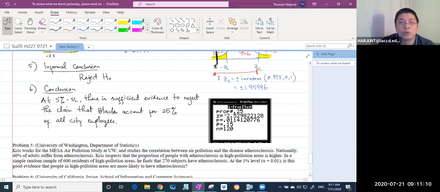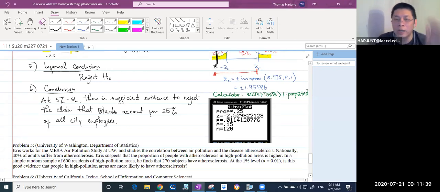Yeah, we will use the calculator. We'll use STAT, TEST, 1-proportion Z-test. Actually, for proportion, either 1 or 2 proportion, as long as it is proportion, it's always Z. It's always Z-test.